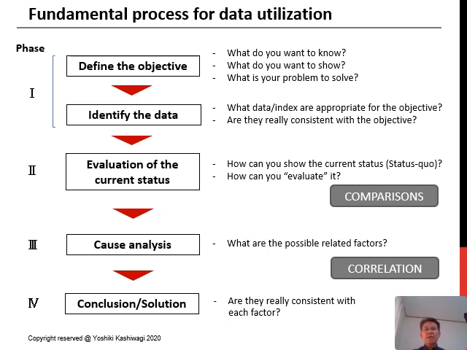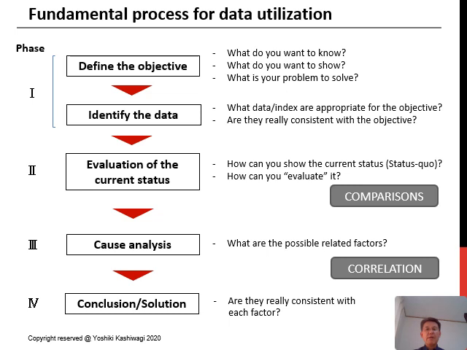And phase 3 is cause analysis. Once you know the current status, or once you know the evaluation result, the next important step is you have to know the cause or background of the result or evaluation. Why do you have such a result? Why do you have such an evaluation output? You have to identify the causes. That is phase 3.